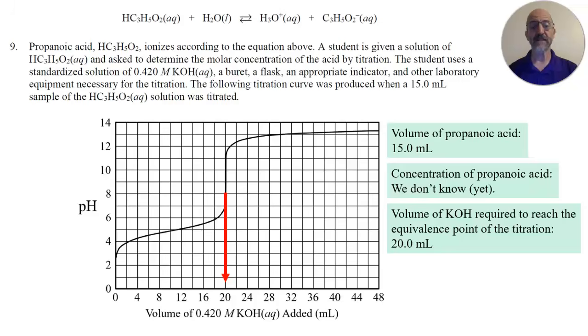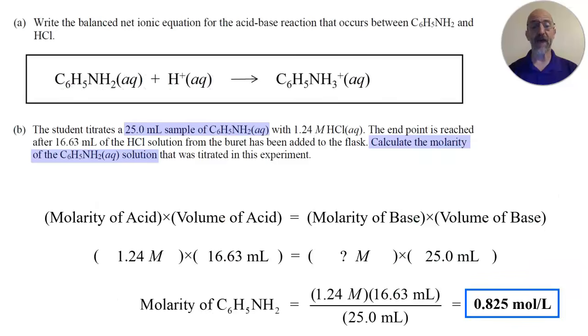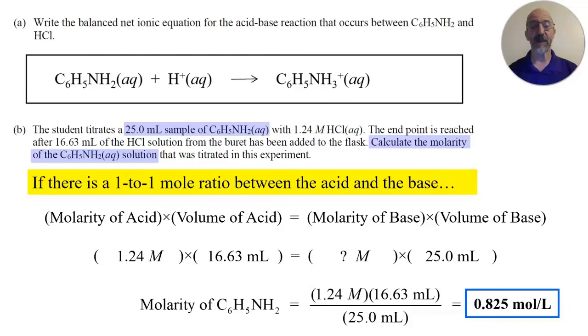It is listed as 0.420 molar. So let's go ahead and consider how we can calculate the concentration of the propanoic acid. Remember that back in question 3 of this packet, we did M times V, so molarity of acid times volume of acid equals molarity of base times volume of base.